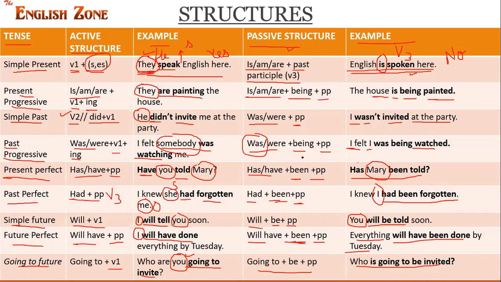Now, if we see, for example, if I say, I am explaining the concept. Okay, let's understand this with the help of one example. If I use a simple present, I will say, I explain the concept, right? So here I would say, the concept is explained. I explain the concept in class, and the passive would be, you will be told soon by me.